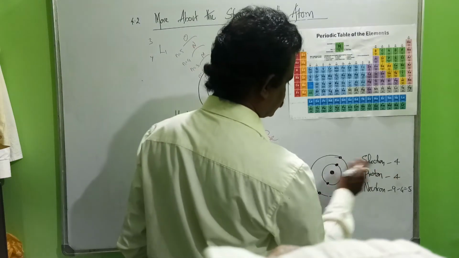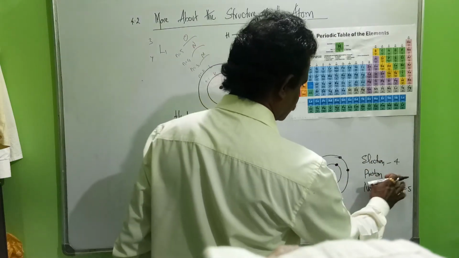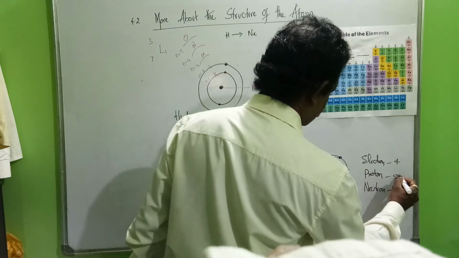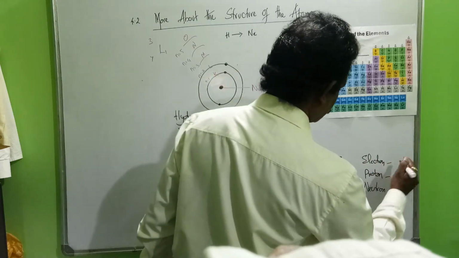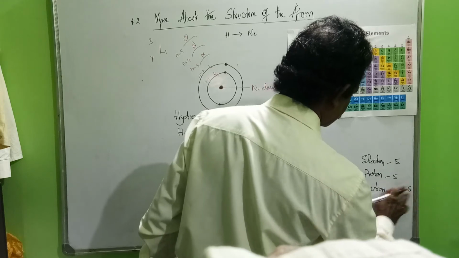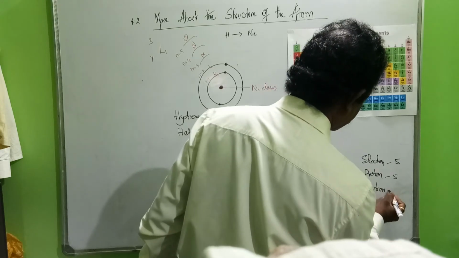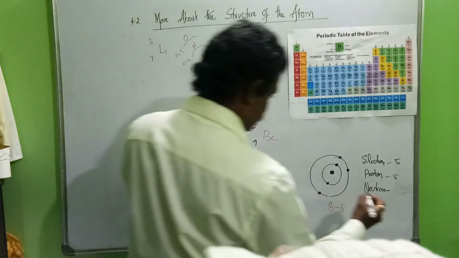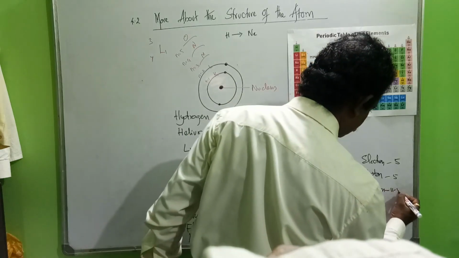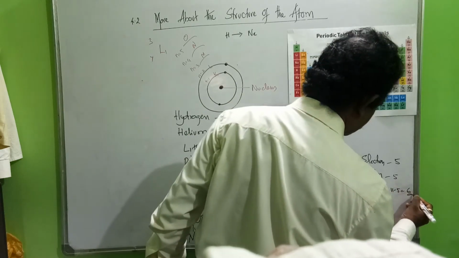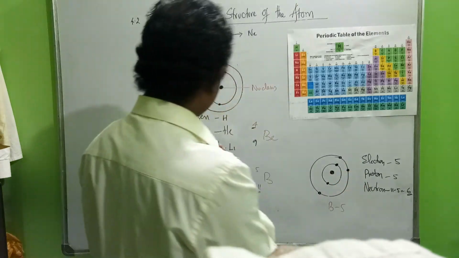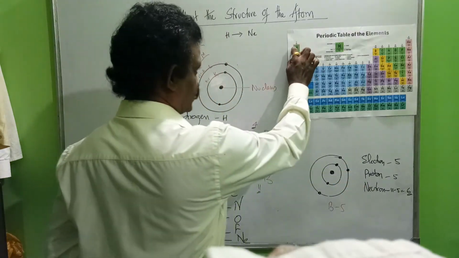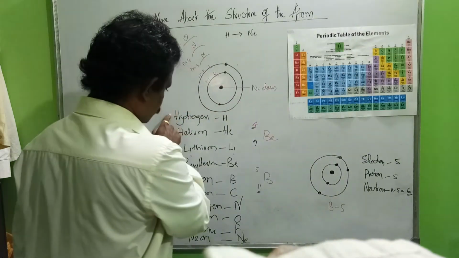For boron, you tell me how many electrons and how many protons are there. Boron 5 is there, okay? 5 protons, and electrons also 5. What is the neutron number? The neutron number is nothing but 11 minus 5, so that becomes 6. Is it clear now? So many electrons, so many protons, so many neutrons. So you have to write from hydrogen till neon.